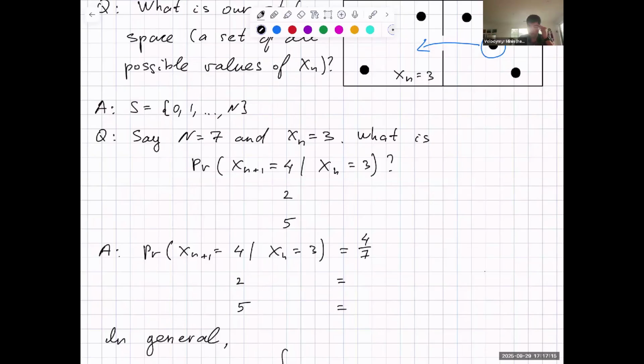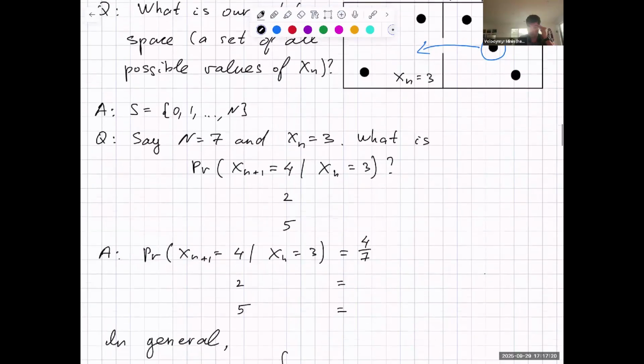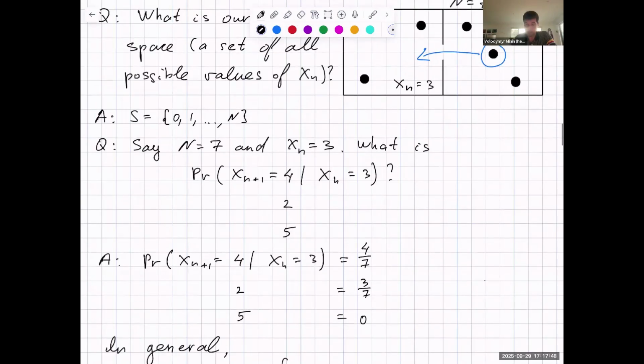What about going from 3 to 2? In this case, I need to grab something from the left and move it to the right. Yes, 3/7, that's right. And if I want to go from 3 to 5, almost a silly question, but yes, it's 0 because there's no possibility. I can only move one gas molecule at a time.